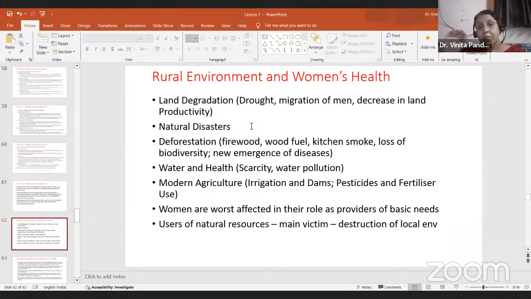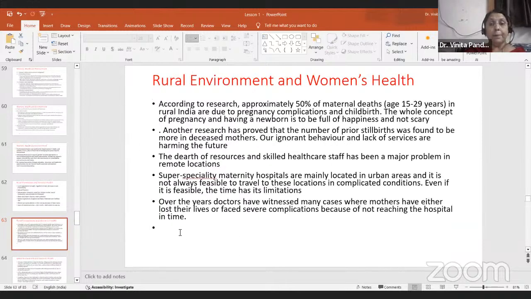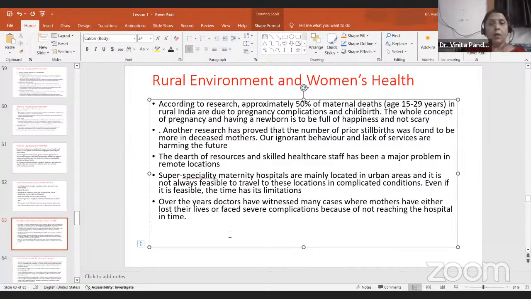Then the answer to all these above points lies in this point. Why are we discussing women in particular? Because women are worst affected in their role as providers of basic needs. They are also users of natural resources, and they become the main victim if there is destruction of the local environment which is taking place. So I hope, friends, I'm making myself clear. And then some more important points in this connection.